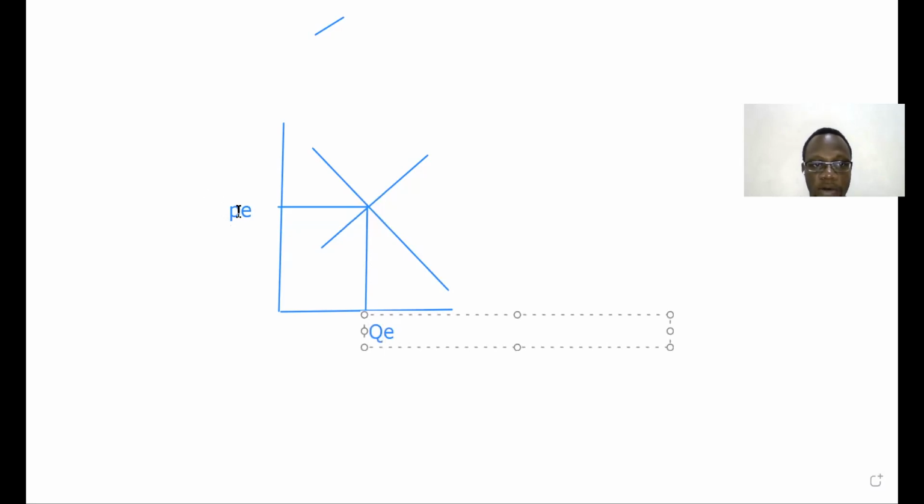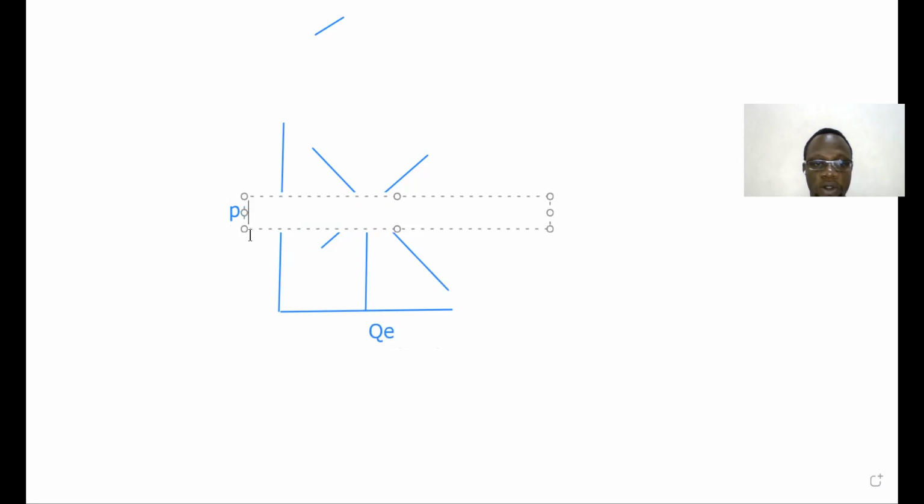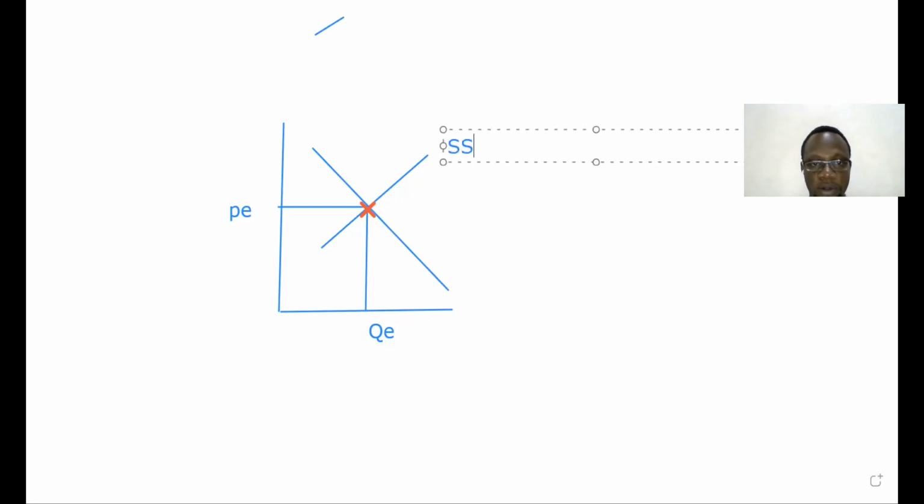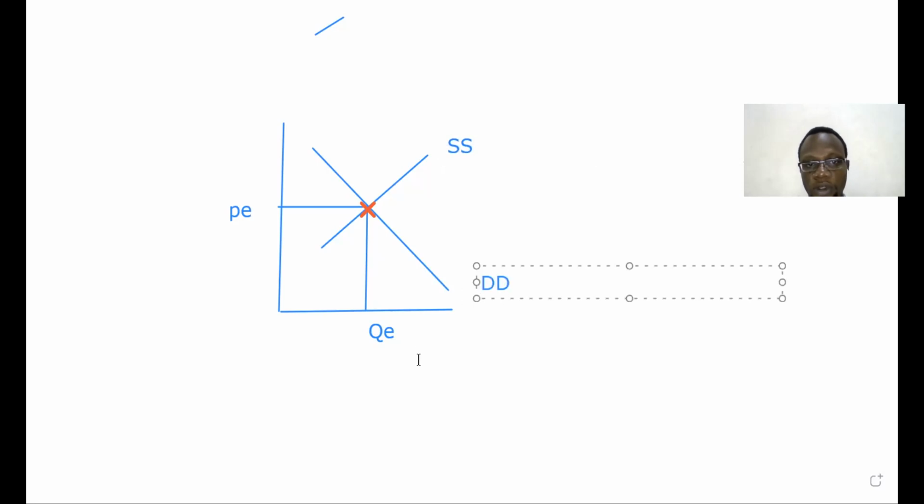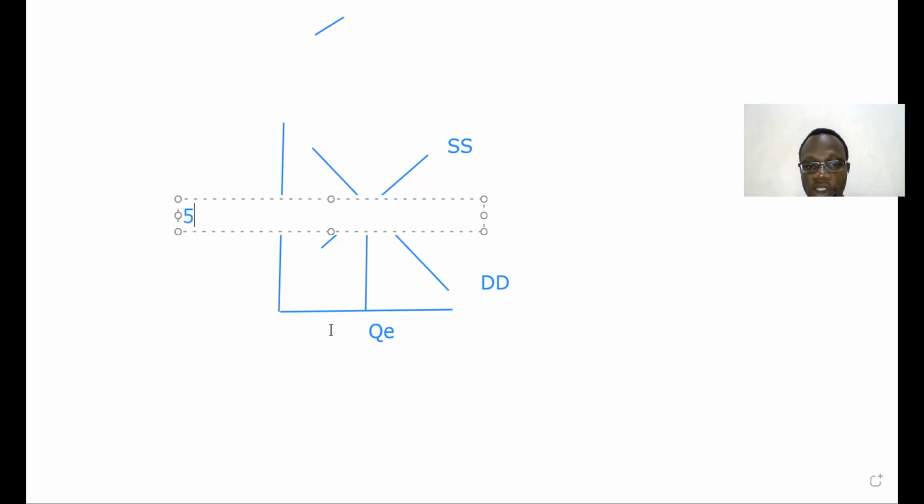Let me make the P here. So this is the equilibrium point, right in the middle. Here is the supply curve, and here is the demand curve. And there you have the equilibrium price and equilibrium quantity. Let's say the equilibrium price is 5, and it can be any amount, and the equilibrium quantity is 20.